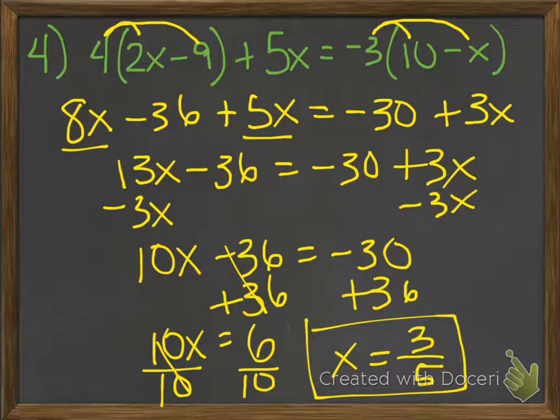So x equals 3/5. We can check our answer simply by taking this 3/5 and substituting it in for every x and simplifying both sides of the equation. And you would see that it would indeed work.